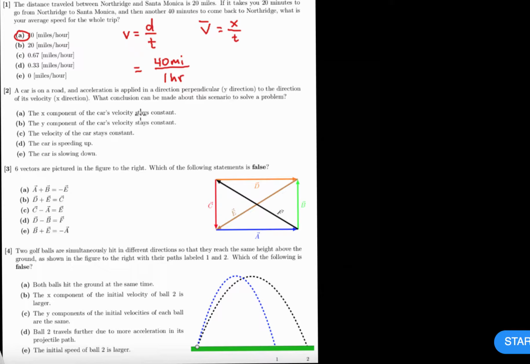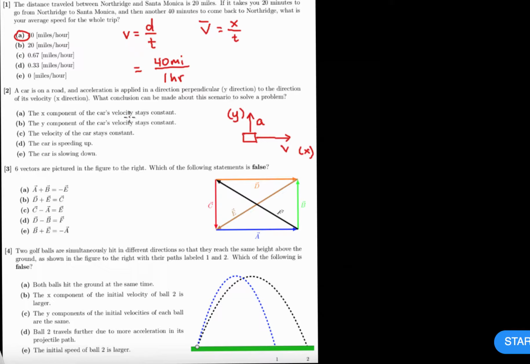Number 2, a car is on a road and acceleration is applied in a direction perpendicular to the direction of the velocity. So the object is maybe going this way with this kind of velocity, but then it begins to accelerate this way. It says that this is the x direction for the velocity and this is the y direction for the acceleration. So what conclusion can be made about this scenario?